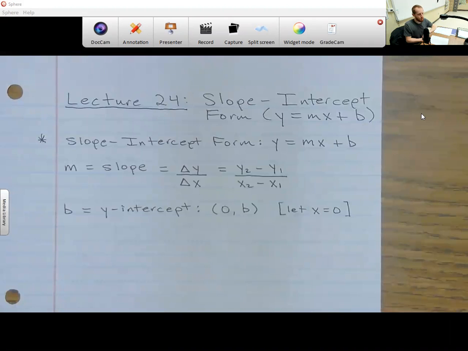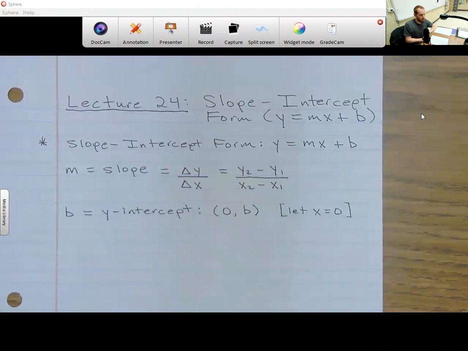So you've got y equals mx plus b. That's called slope-intercept form. And what we're going to be doing today is going back and forth between slope-intercept form and standard form.